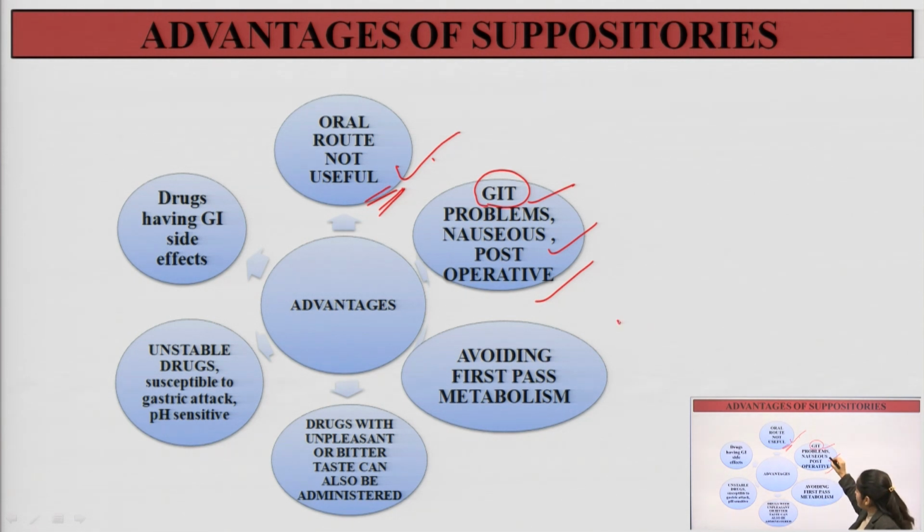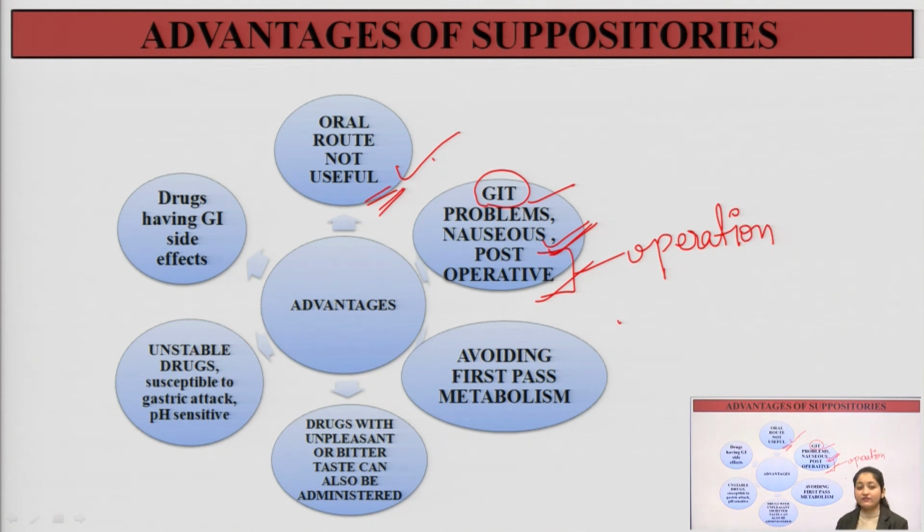Moving on, if the patient is nauseous or very prone to vomiting, in those cases also we are not supposed to give medication through the oral route. Here suppositories prove to be a boon for us, because suppositories are inserted into the body cavity. Even if the patient is suffering from GIT problems, nausea, or vomiting, that can be minimized or lessened.